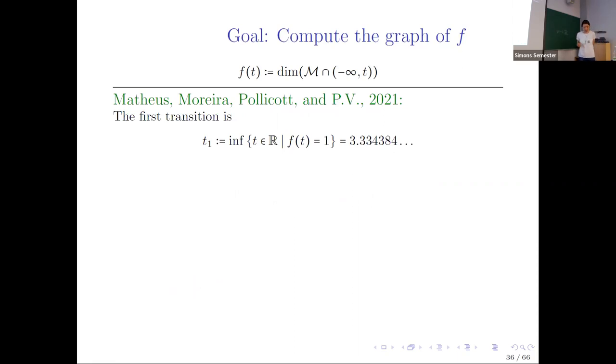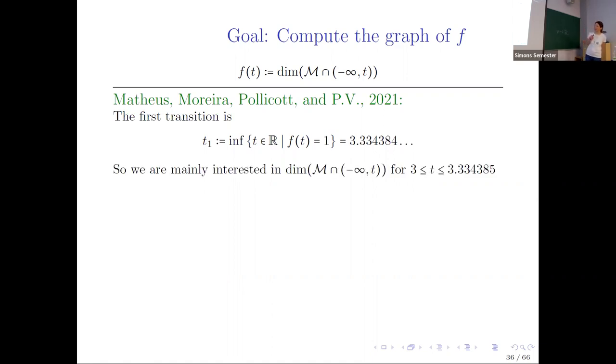Okay, and the first result that we did is the estimate on the first transition point. It is a monotone increasing function, and it is zero for t smaller than three, because then the spectrum is discrete, and then it starts to be positive, and we managed to compute the first transition point. This is a point where the dimension becomes one, and this is a particular number. It is accurate to all decimal places shown.